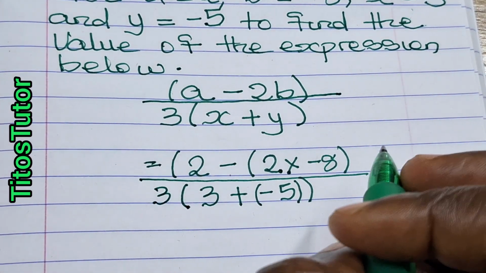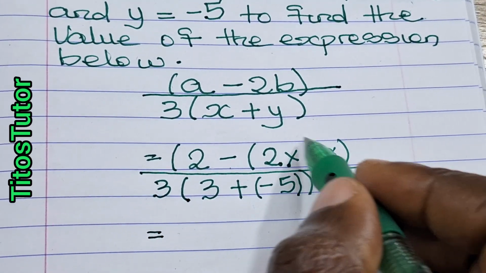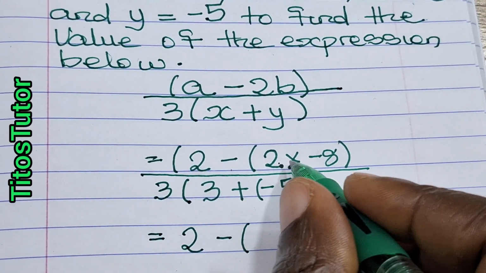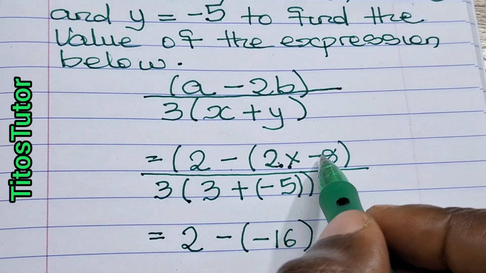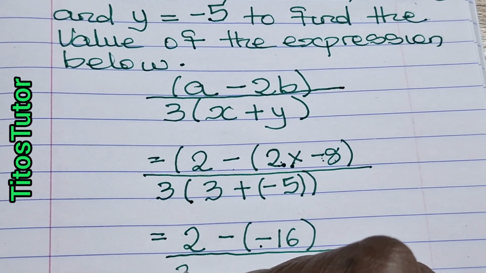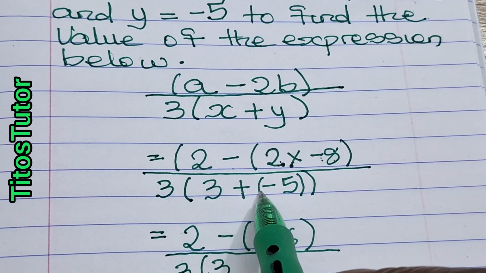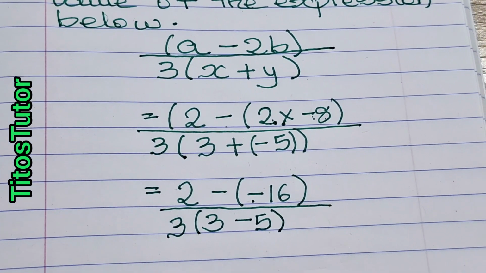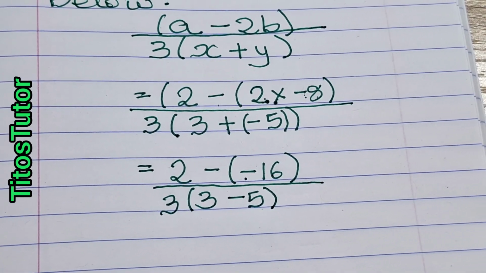Let's simplify the numerator first. Okay. So here, BIDMAS says you should sort out what is in the bracket first. So you have 2 minus 2 times -8 is -16, because positive multiplied by negative is negative. Okay, all over denominator 3 here, 3. Okay, here you have positive multiplied by negative is -5. You close your brackets. So we're going to be doing it numerator, denominator, numerator, denominator, and we'll be good.